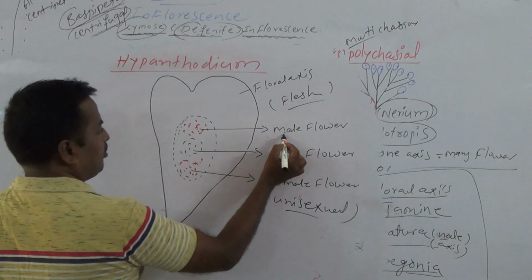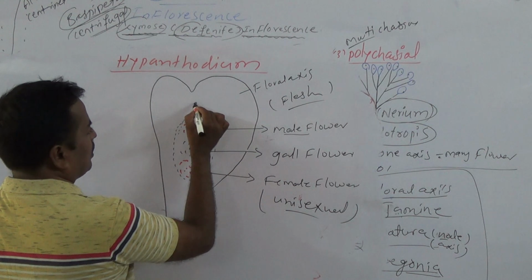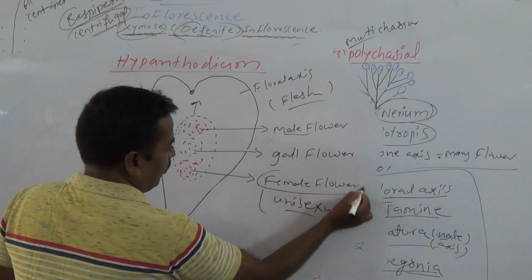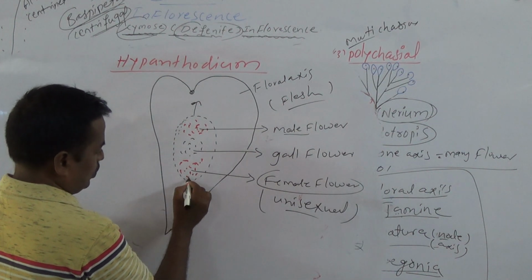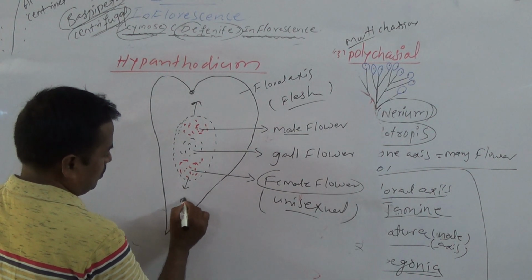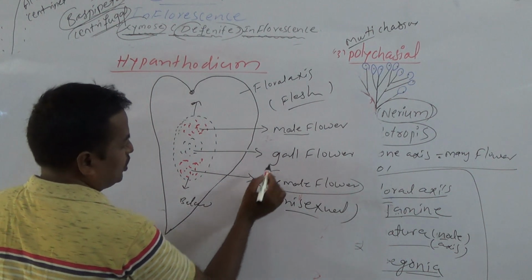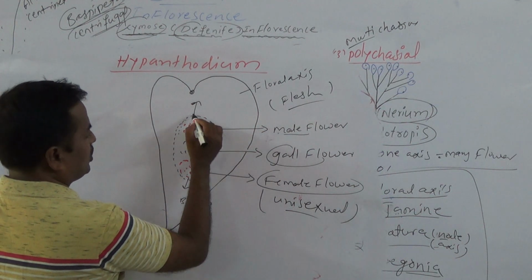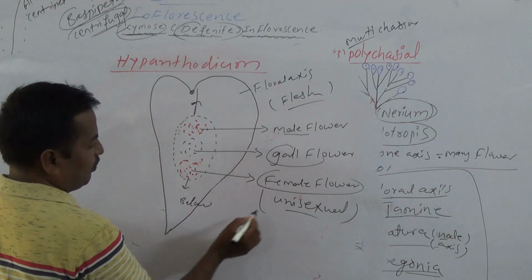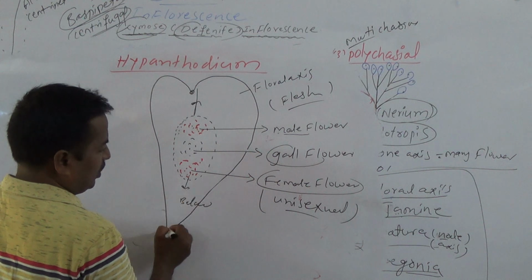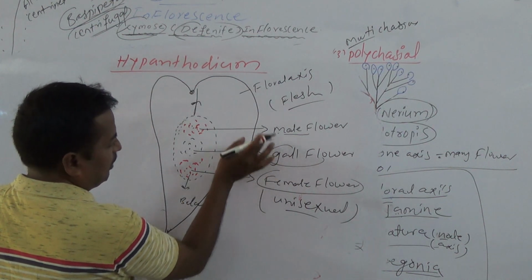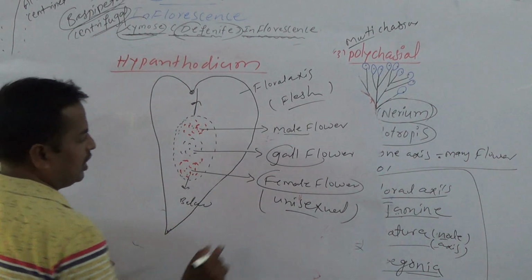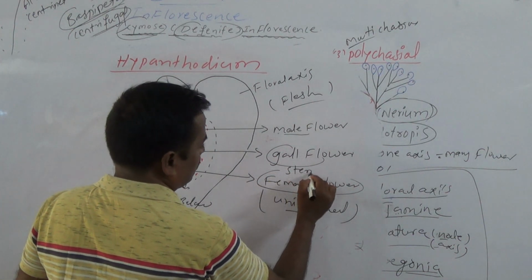What is the position of the male flower? Toward the upper pole. What is the position of the female flower? Toward below. And what is the position of the gall flower? In between the male and female. The male flowers are present toward the apical side, the female flowers toward the lower side, and in between them gall flowers are present. Gall flowers are nothing but sterile flowers.